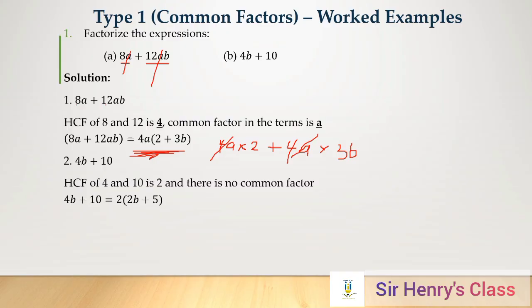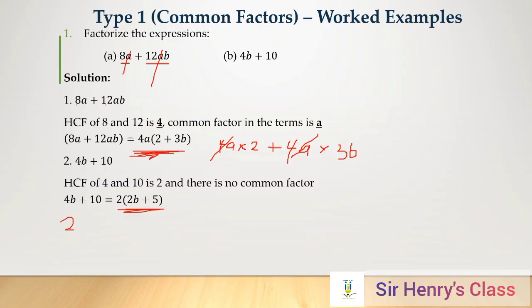The second one, we have 4b plus 10. So the highest common factor of 4 and 10 is 2. Here there is no common factor. So what is 4 divided by 2? 2b. So 2 has been factorized out. 2 into 10, how many times? 5. So 2 times 2b will give you 4b, 2 times 5 will give you 10. And this will be your final answer.